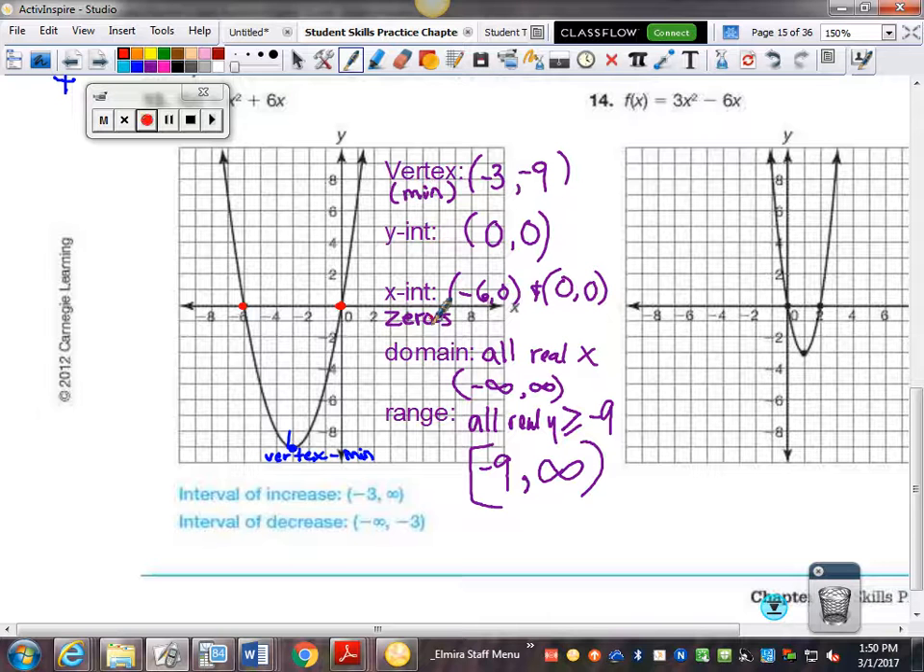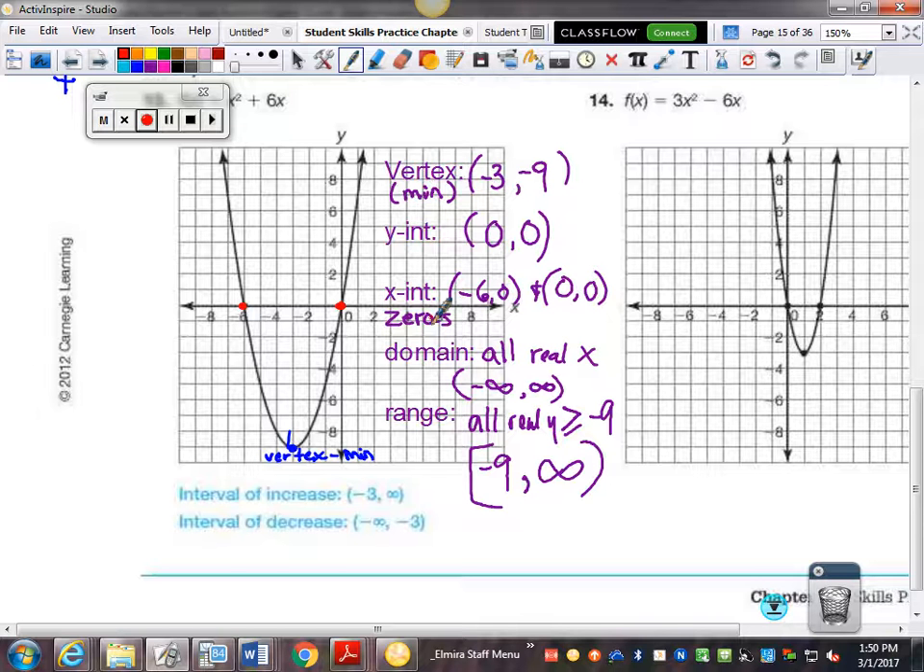Okay? And every time we've talked about a function, we've always discussed its domain and range. In a parabola or a quadratic function, the domain is always all real x. And just for fun, we practiced writing our interval notation. So the domain in interval notation is -infinity to +infinity. Every x value is okay to use in a quadratic.